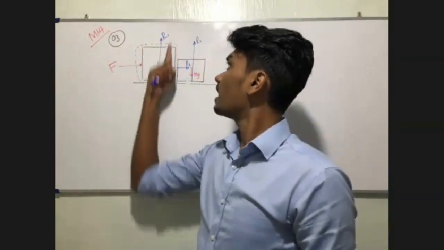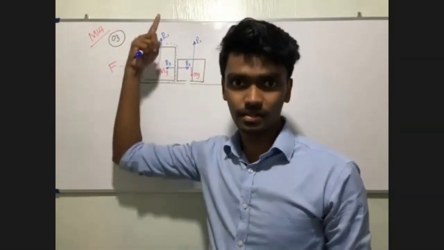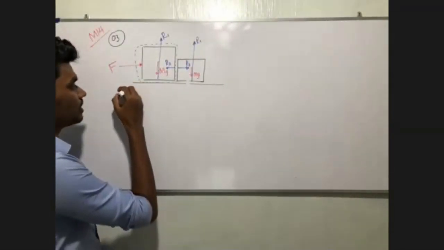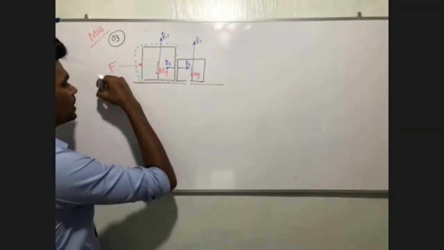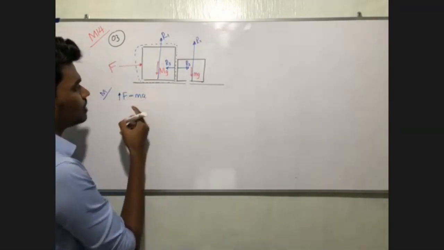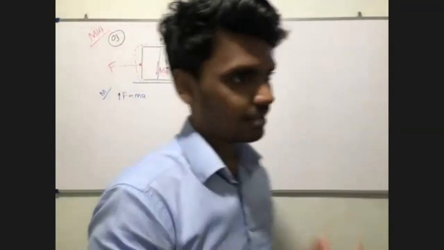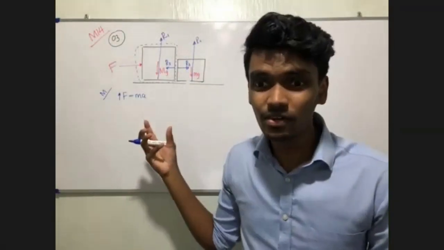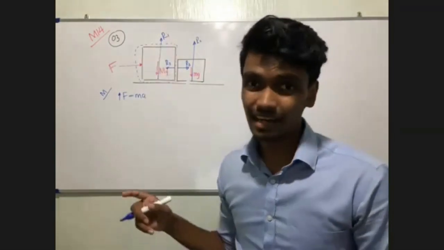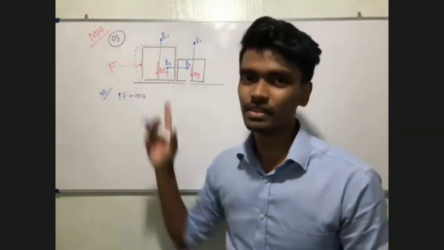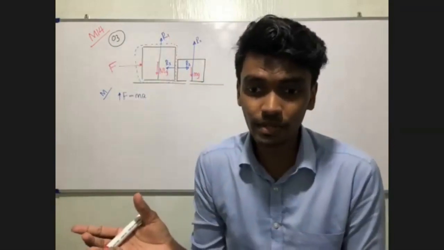You need to find R1. R1 is an upward force. Let us apply F equals MA for mass capital M, in the upward direction. This is actually pretty lame, right? Once we study equilibrium, we can easily find R1. But for the time being, let's apply F equals MA since we have not learned about equilibrium yet.